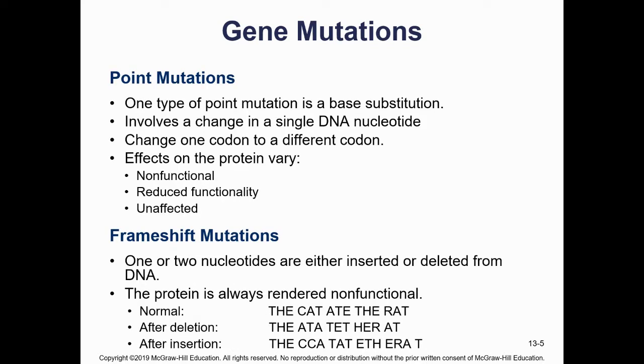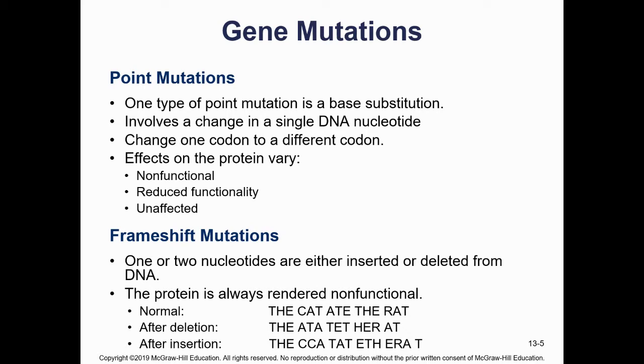There are different types of mutations. You can have point mutations. These occur at one single nucleotide in the DNA. One type of point mutation is a base substitution. So one of those nitrogenous bases is replaced with another. So it's a single nucleotide replacement of adenine, thymine, cytosine, or guanine by a different nitrogenous base. So we change in transcription, that changes our codon, and in translation, that changes our amino acid.